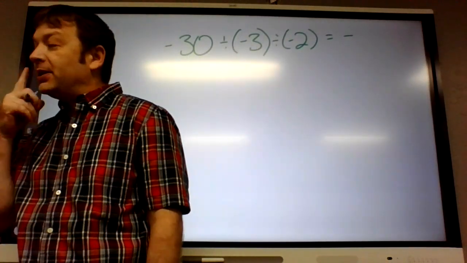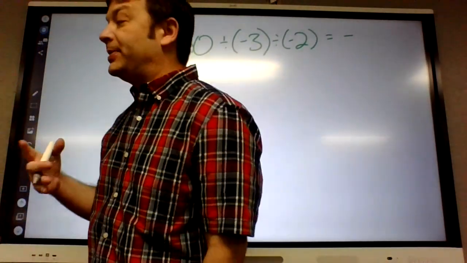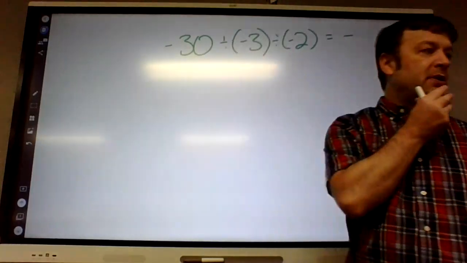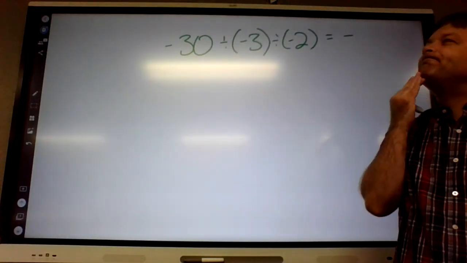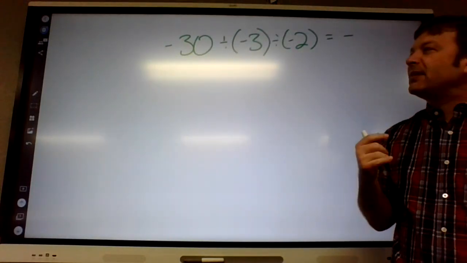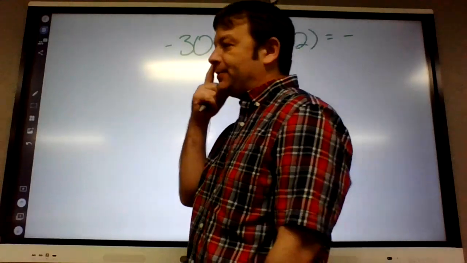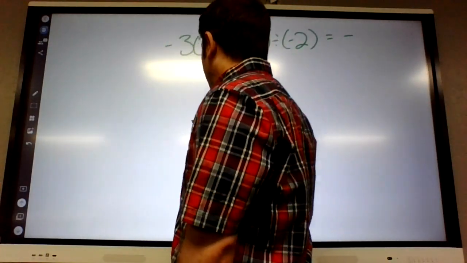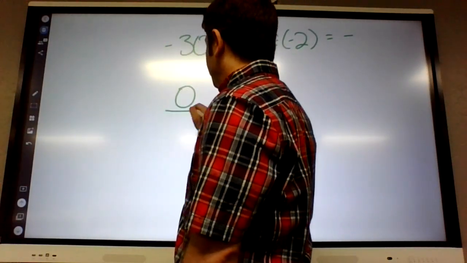Actually, I don't think they're doing that on this assignment, but if it does come up down the road, that's how it goes. All right, so 1 negative makes a negative, 2 negatives makes a positive. You guys know what this one's going to be?